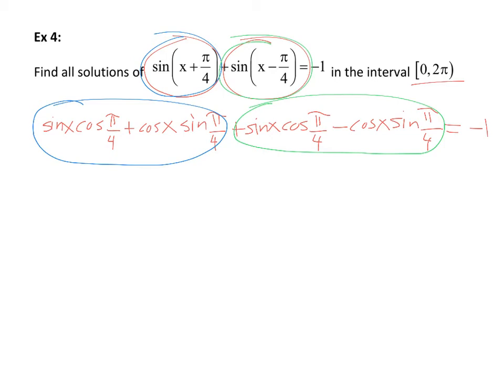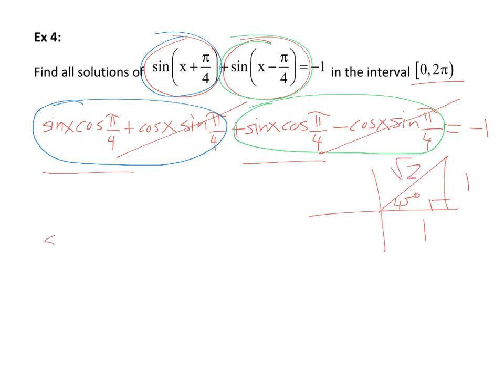Okay, so notice that these cancel out. All right, and let's see. Now I just need to work with this piece here, and this piece. I have pi over 4 in both. Let's construct a triangle. Pi over 4 is 45 degrees. So that's 1, 1, square root of 2. So I have sine of x, and then cosine of pi over 4, which is going to be 1 over square root of 2. And then I have plus sine of x, and then cosine of pi over 4, which is 1 over square root of 2. And that's equal to negative 1.